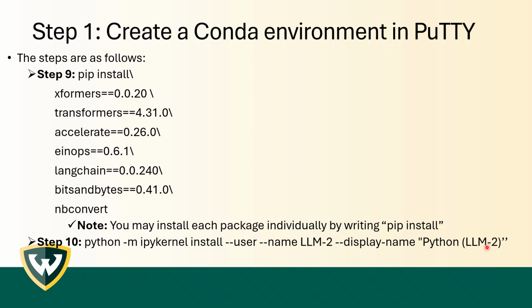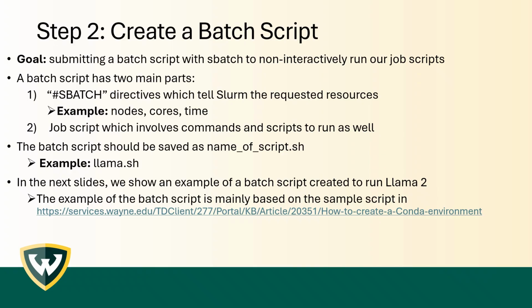And also here we should note that it's always better to request fewer resources in order to be able to get a turn on the grid. Having created our Conda environment, the next step is to non-interactively run our job scripts using a batch script with sbatch. A batch script has two main parts.